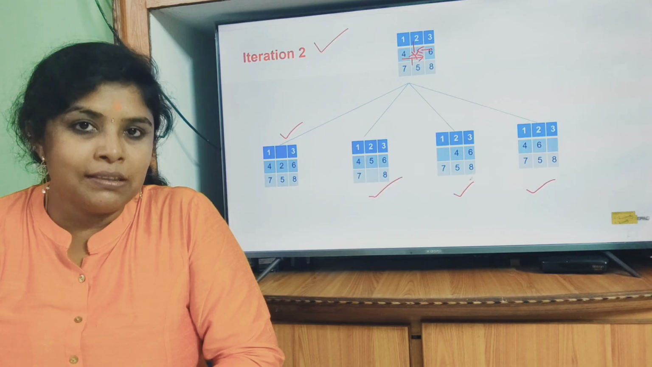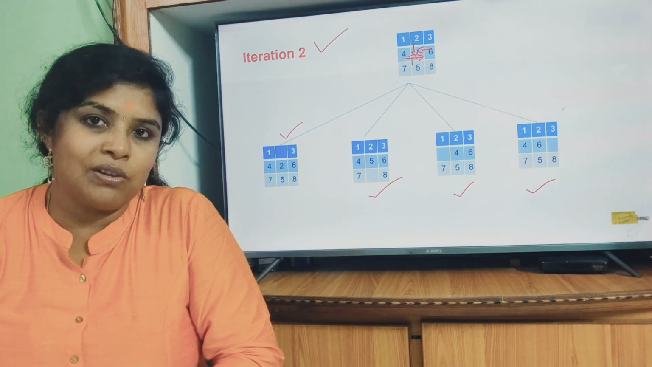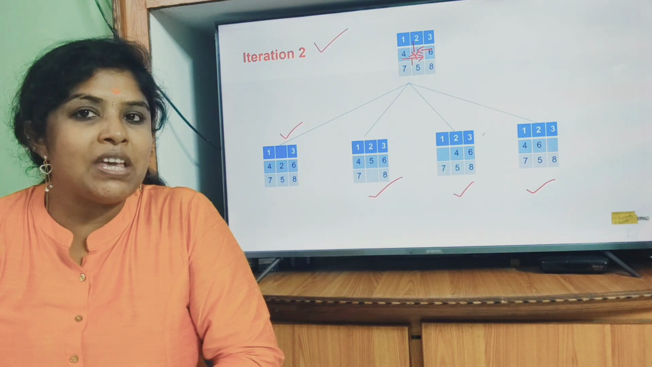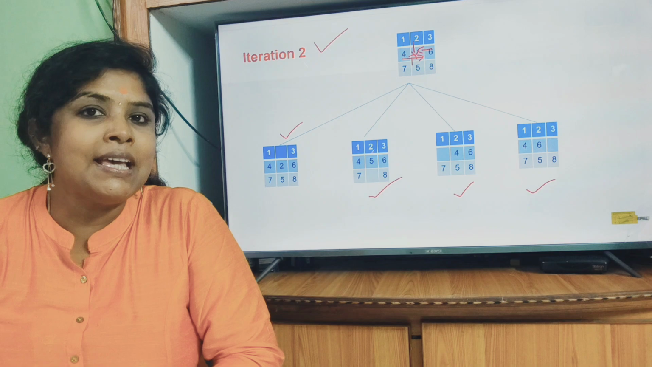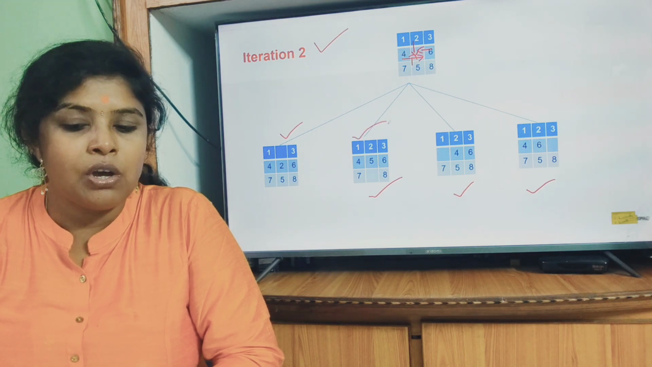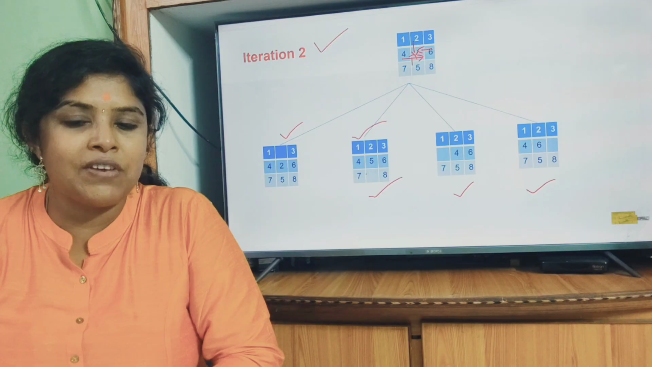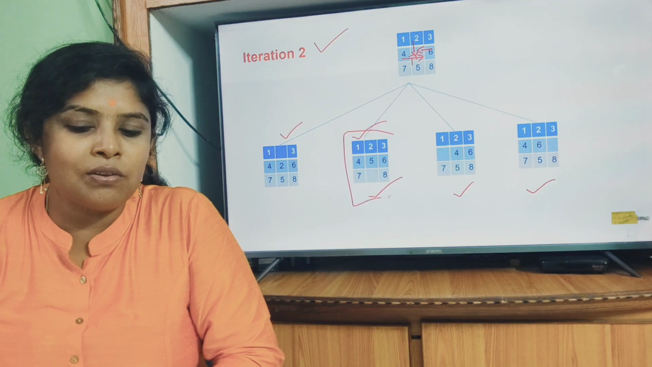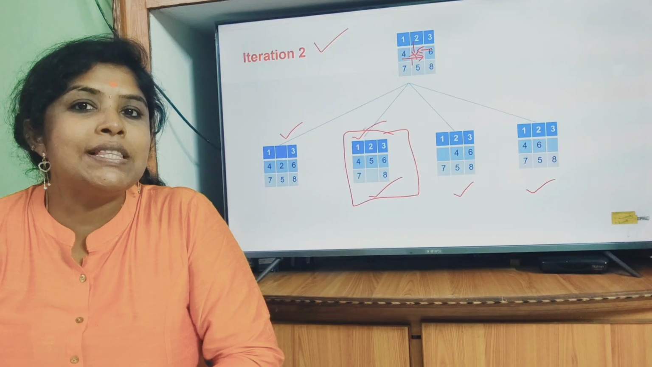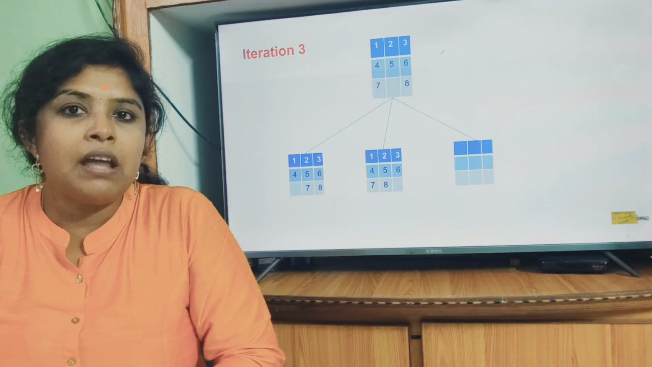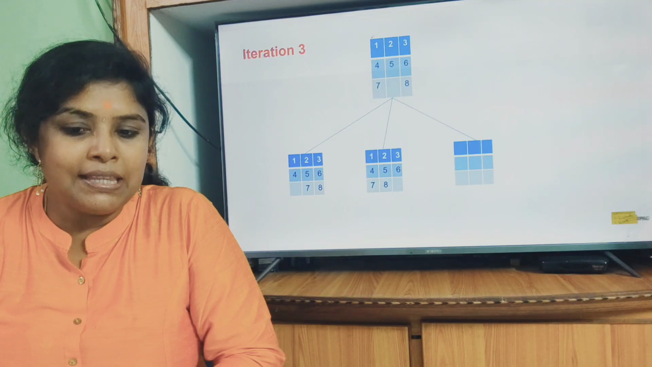Now, among this, which is the best solution? Can you guess which is the best solution? See, we want the grid to be sequential. So, this is the best solution. 1, 2, 3, 4, 5, 6, 7. We have already got up to 7 here. So, this is my best solution and the agent will select this for the next iteration. Now, iteration 3 will start with this state.